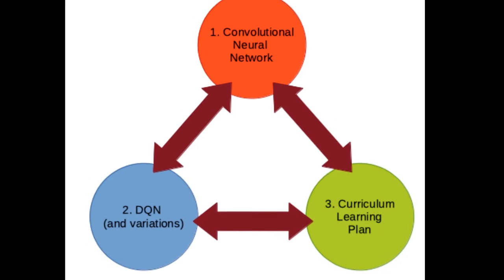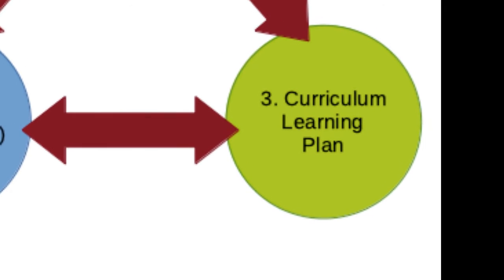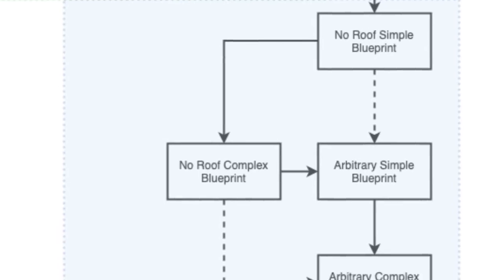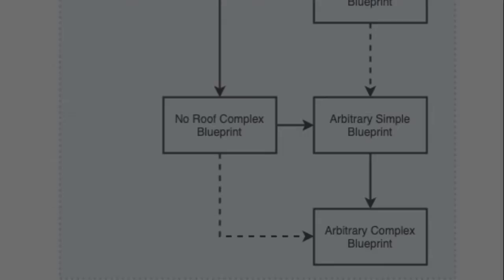The third aspect is what lesson to use, which we handle by using a curriculum learner. This allows the agent to learn good and bad actions without being overwhelmed by the detail of the blueprints. Now let's look at our models.